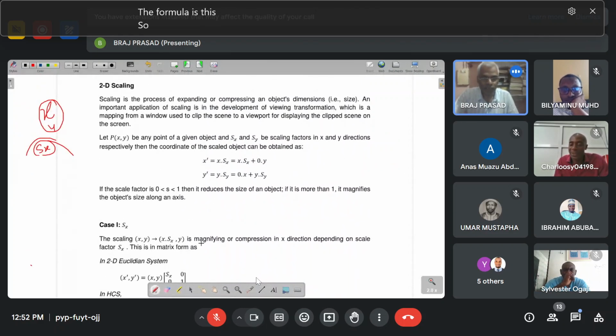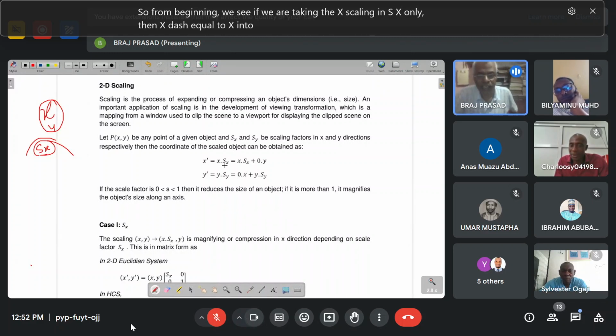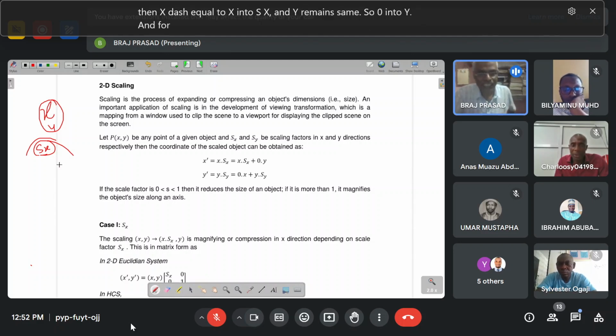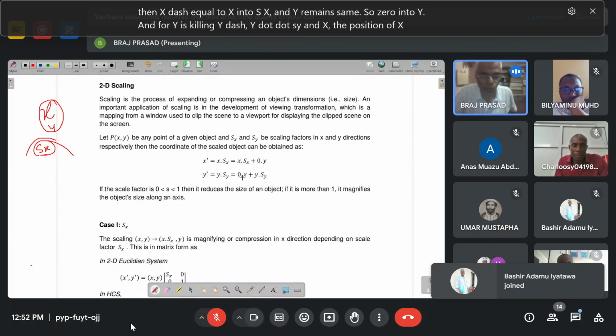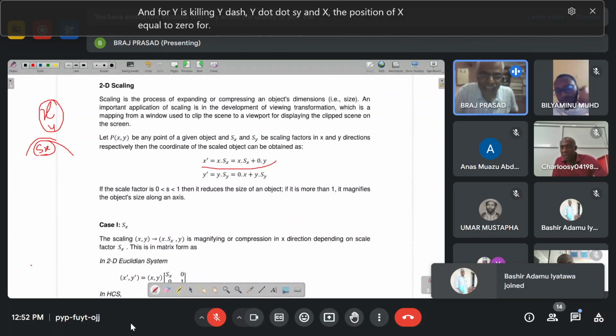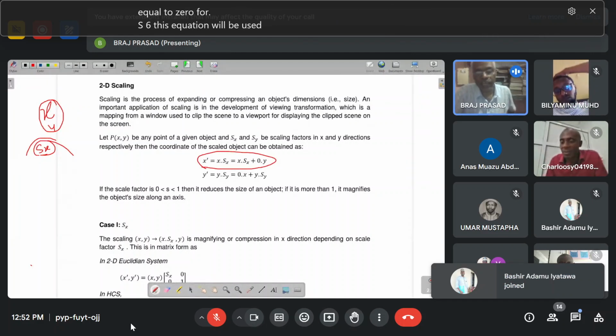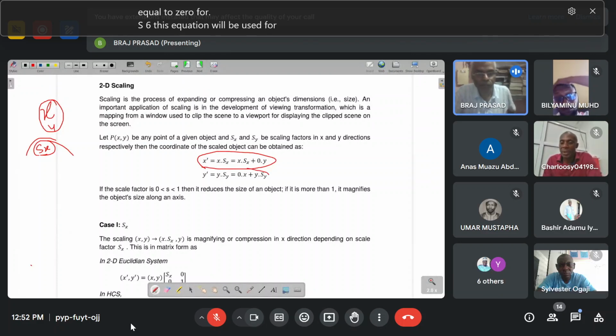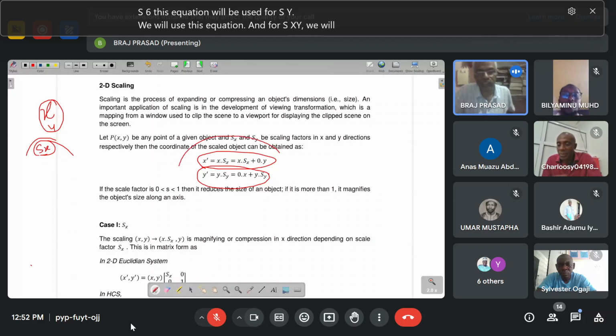So from the beginning we see, if we are taking the scaling in sx only, then x dash equals x into sx, and y remains the same, so 0 into y. And for y scaling, y dash equals y dot sy, and the coefficient of x equals 0. For sx this equation will be used, and for sy we will use this equation, and for sxy we will use both these equations.